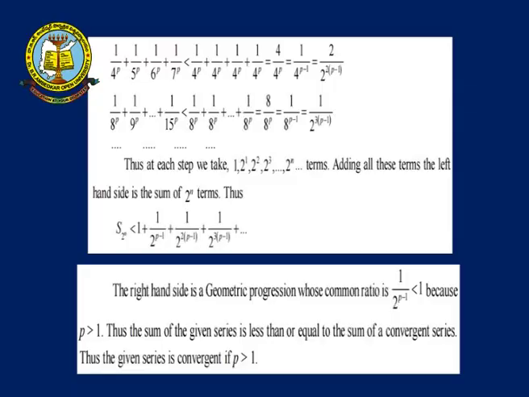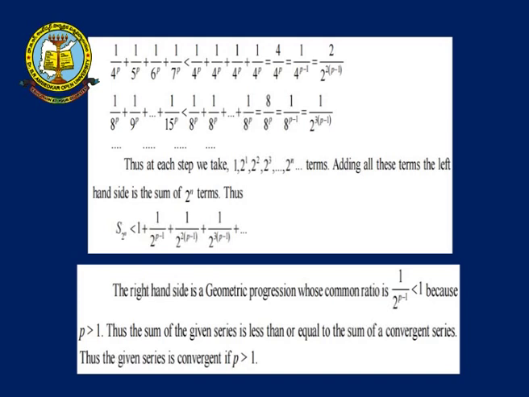Now for the remaining four terms, 1 by 4 power p plus 1 by 5 power p plus 1 by 6 power p plus 1 by 7 power p, it is clearly less than 1 by 4 power p plus 1 by 4 power p plus 1 by 4 power p plus 1 by 4 power p. That is 4 divided by 4 power p, which equals 1 by 4 power p minus 1. We can write this as 1 by 2 squared, whole power p minus 1.